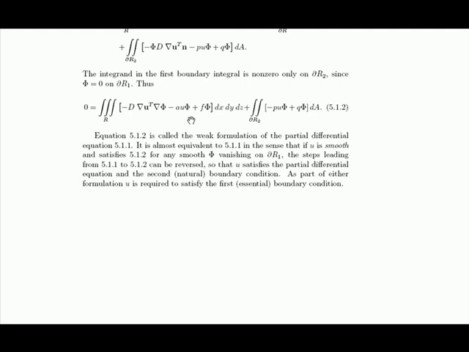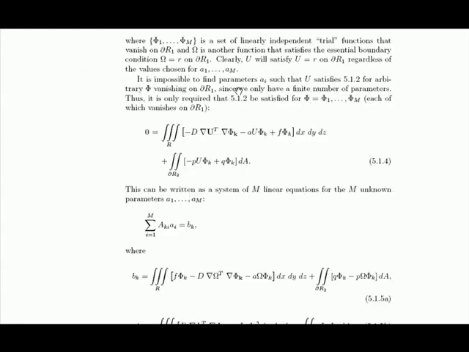Now obviously we can't satisfy that for all smooth phi, so we simply require that this weak formulation be satisfied not for arbitrary phi, but for each of our phi k, which remember do satisfy phi k equals 0 on del r1. So here are the Galerkin equations. We've basically just plugged in capital U for little u and replaced the phi in the weak formulation by phi k. And now we have a finite number of equations, a finite number of unknowns.